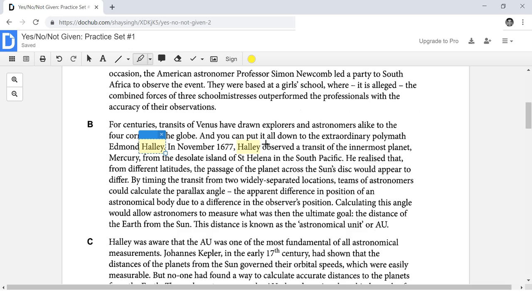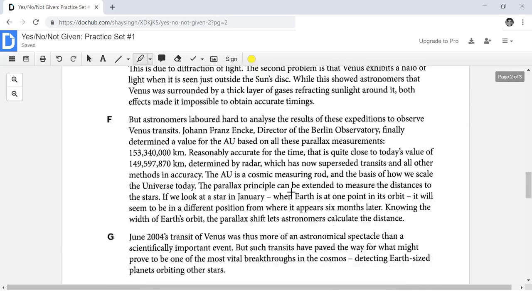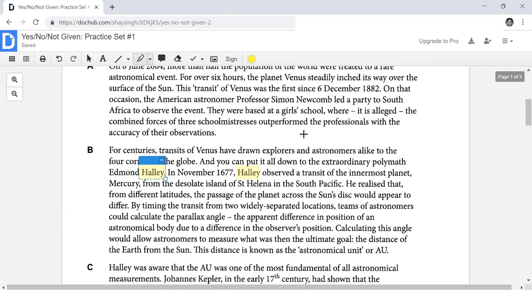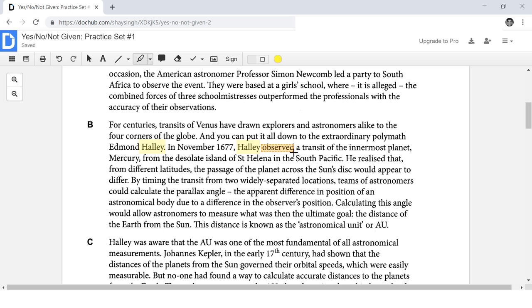And let's scroll down and read our question. Let's make sure what the question sentence is. So the question sentence says, Halley observed one transit of the planet Venus. So now that we have found the keyword Halley, at this point it makes sense to look for these other keywords like observe, transit, and Venus, but only at this point, because we want to make sure that we have found the correct matching sentence. So Halley, here's our other keyword observed, something about transit, something about planet. I'm now scanning for the keyword Venus.